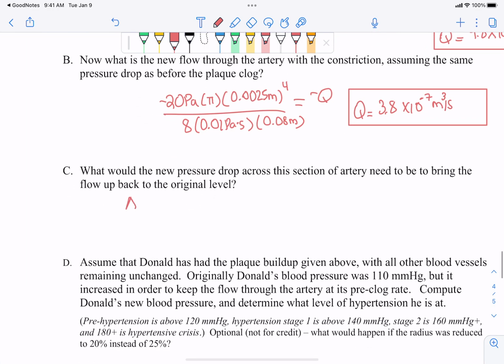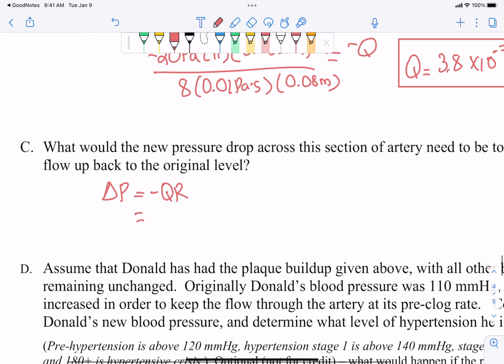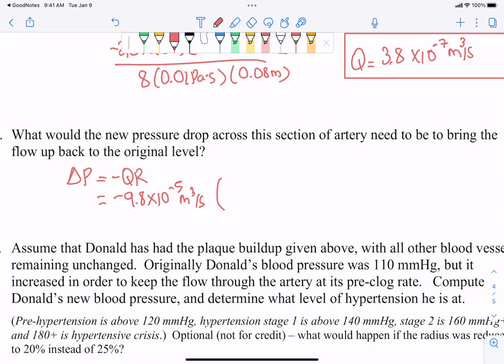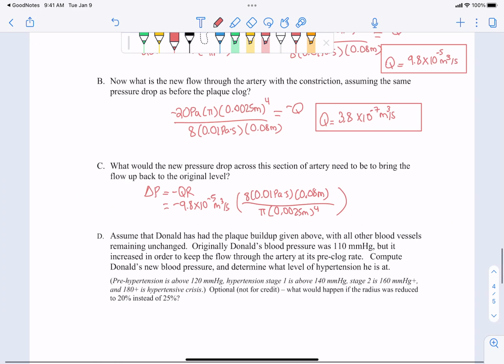So delta P is equal to negative QR again. But this time our Q is going to be the same as before, so we want to maintain our levels from before getting clogged. So negative 9.8 times 10 to the negative fifth meters cubed per second, multiplied by our resistance, which was 8 times 0.01 Pascal seconds times 0.08 meters over pi times 0.0025 meters to the fourth. And that should give us our new pressure drop.